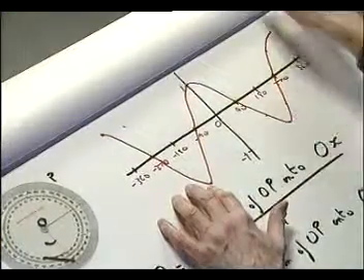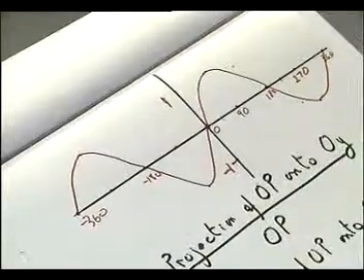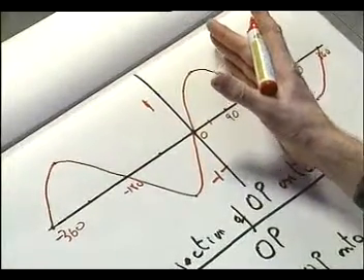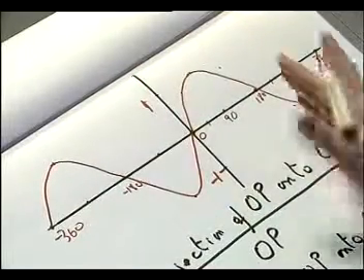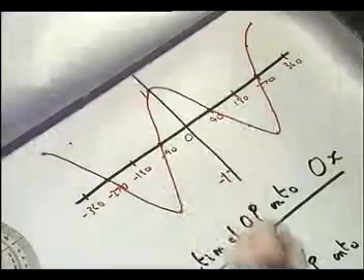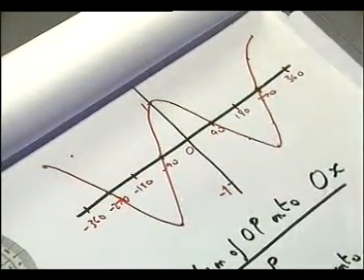The other thing to notice is that the two curves are the same, but displaced by 90 degrees. If we slide this sine curve back by 90 degrees, you can see it will be exactly the same as a cosine curve. What about tangent?